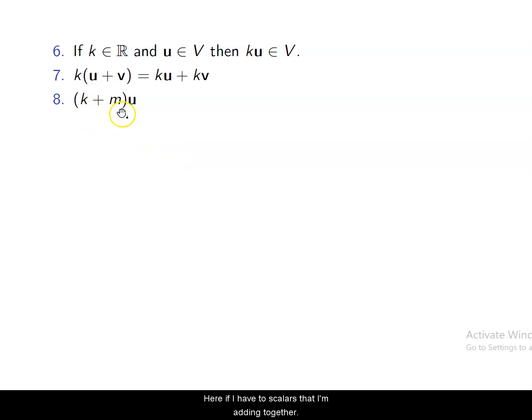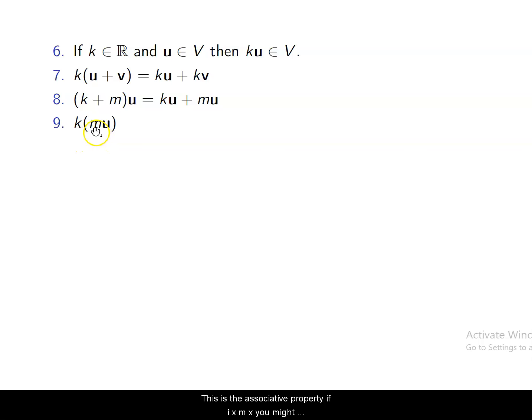Here, if I have 2 scalars that I'm adding together and then multiplying times u, so this is still a scalar multiple of u, this should be the same thing as me multiplying u times the scalar k and u times the scalar m and adding those 2 results together. Okay, so here this is the distribution of a scalar. This is the distribution of a vector across scalars.